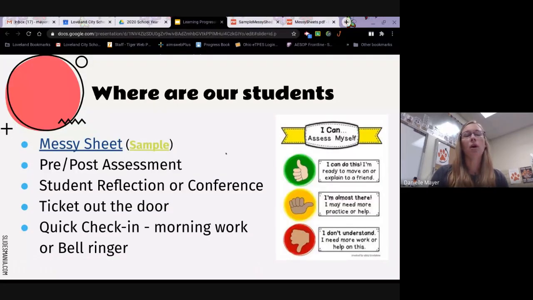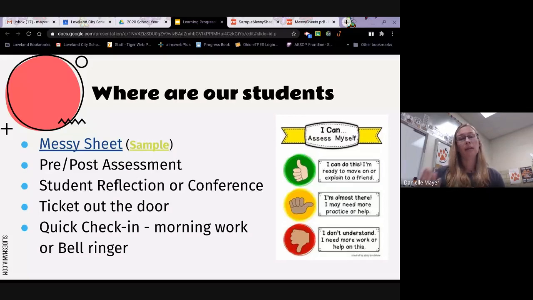Now, you could also use a pre and post test. You could also do student reflections or a conference. You can use your ticket out the door, or morning work or a bell ringer to guide who needs the work and who doesn't. One of the things I really love is, if I use a ticket out the door, let's say, I might ask them to color a green, yellow, or red dot at the corner of theirs to show how confident they feel in this skill or this question or whatever.